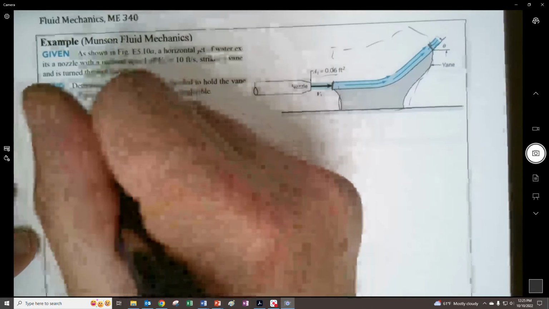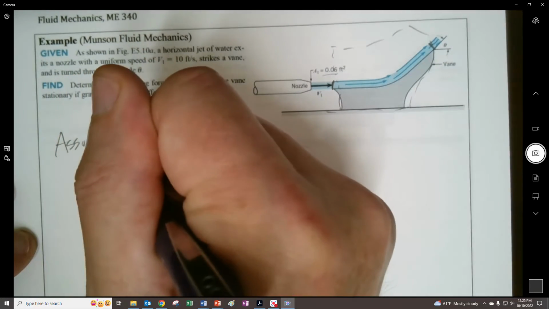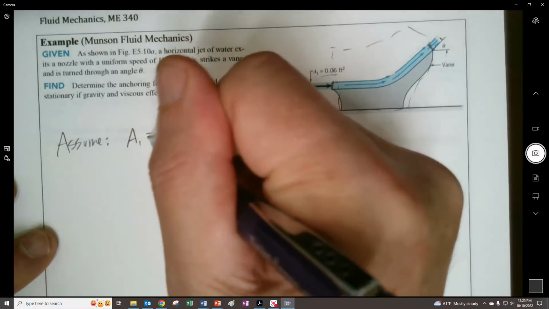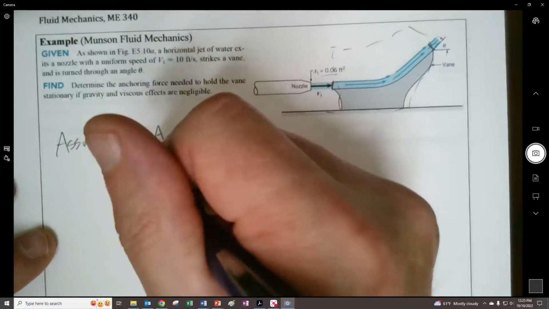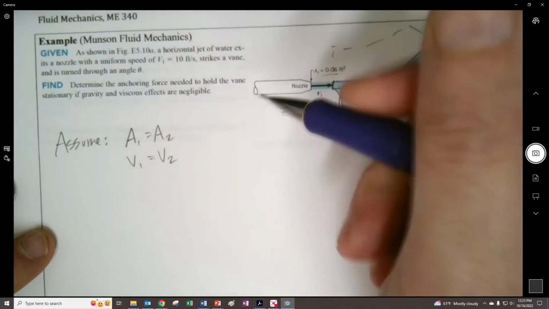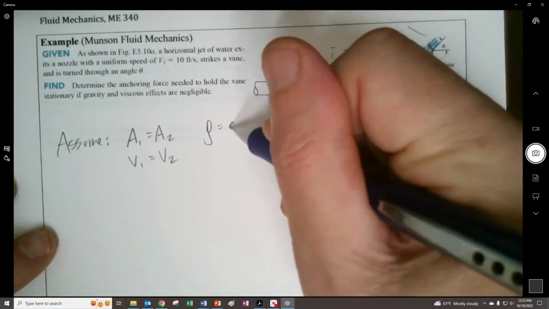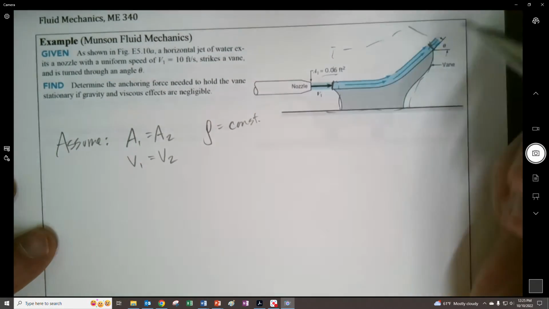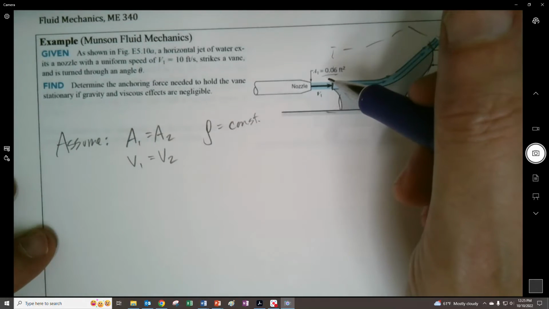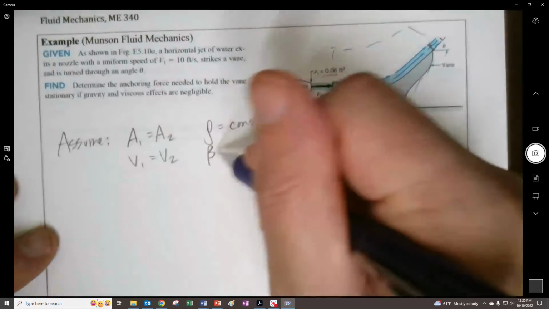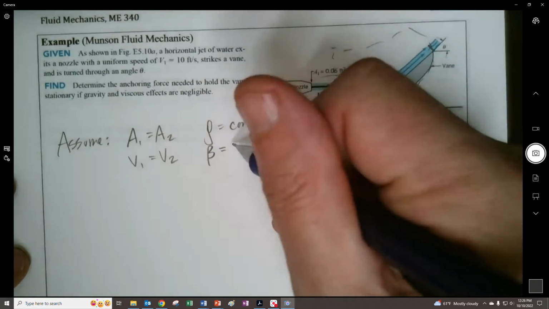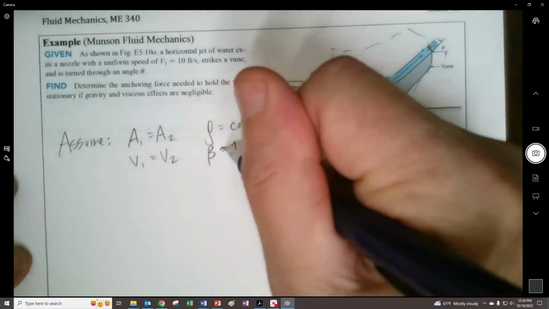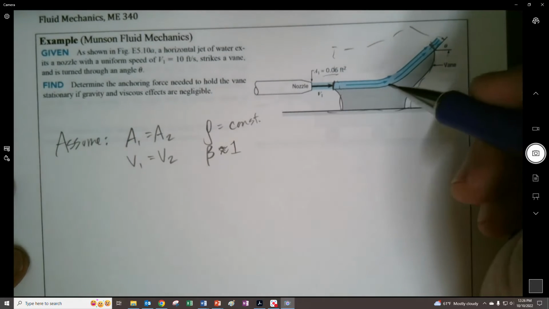So here are my assumptions. A1 equals A2, and therefore V1 is equal to V2. We're also assuming that it's incompressible, which we do all the time. We're also going to assume that beta, which is used in the Cengel book but not used in this book, is equal to 1, or approximately 1. That's a good enough assumption.